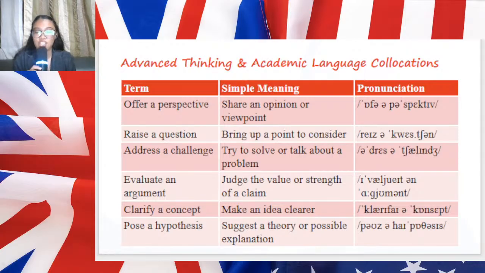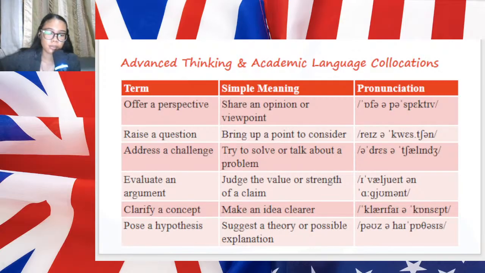Address a challenge. When it comes to pronunciation, we start with address, which has two syllables. We stress on the second syllable here. The first syllable is a schwa sound, so it is a soft sound. And then the second syllable is dress, which has a short vowel sound and a hissing sound at the end. Then following this word address is a soft sound, and then following that is challenge, which also has two syllables, and the stress is on the first syllable.